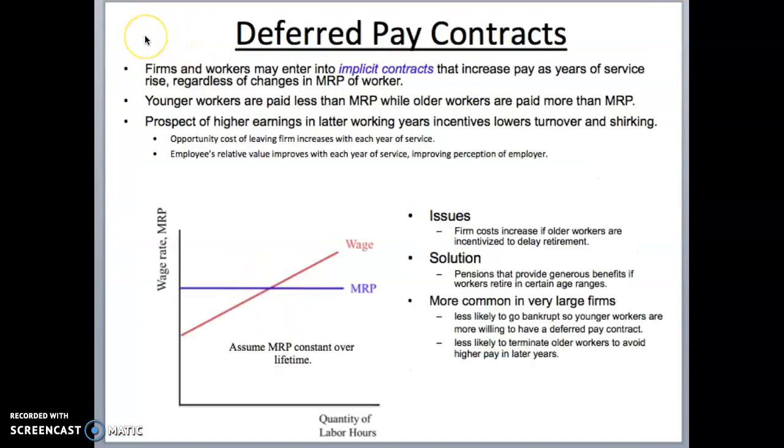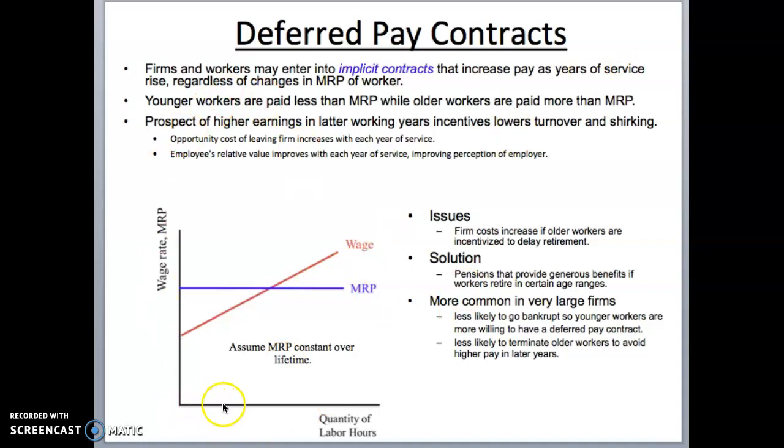The last thing I want to cover in this chapter is deferred pay contracts. This is a compensation system where the firm essentially defers pay for the worker into the future. What this looks like is initially, when you get hired by the firm, you're paid a low wage. But then every year you're there, you're paid a higher wage, and then your highest wage would likely be when you retire. Take a look at this illustration down here.